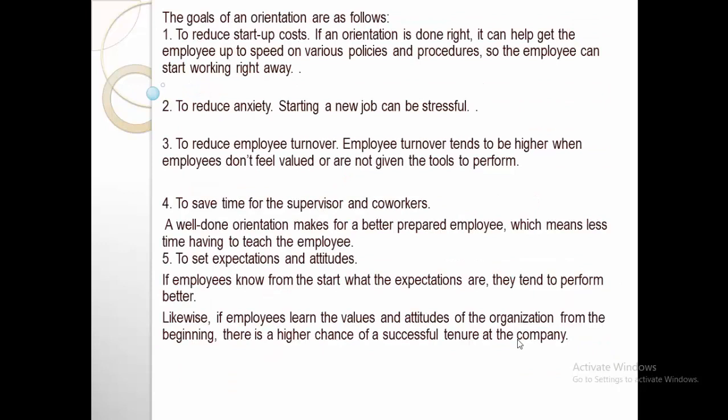Now, why is orientation done? The goals of the orientation are to reduce the startup costs. If orientation is done right, it can help get the employee up to speed on policies and procedures so the employee can start working right away. The orientation reduces the startup costs because if orientation of an employee is done, they are quickly ready.